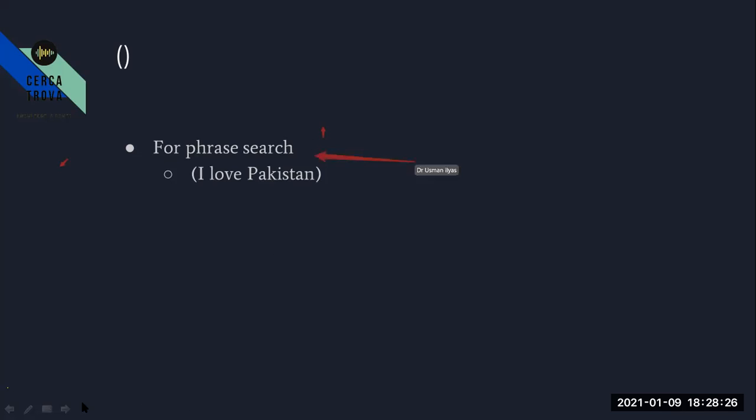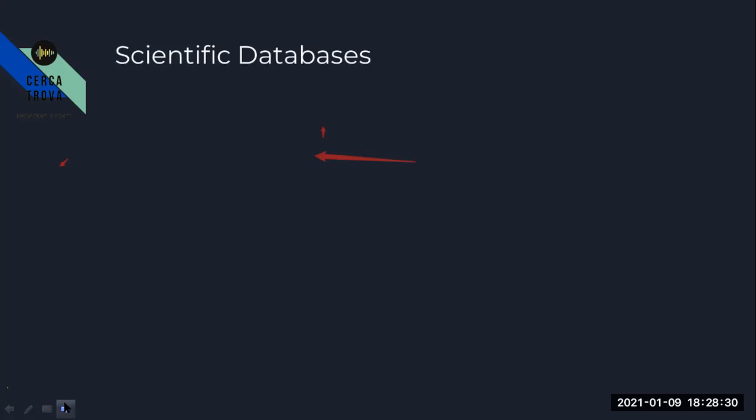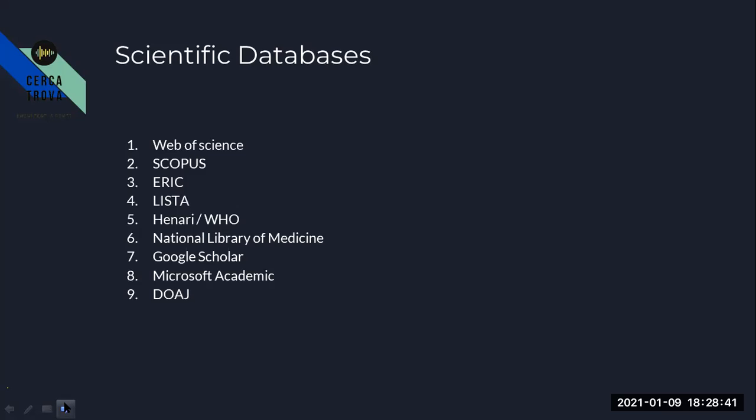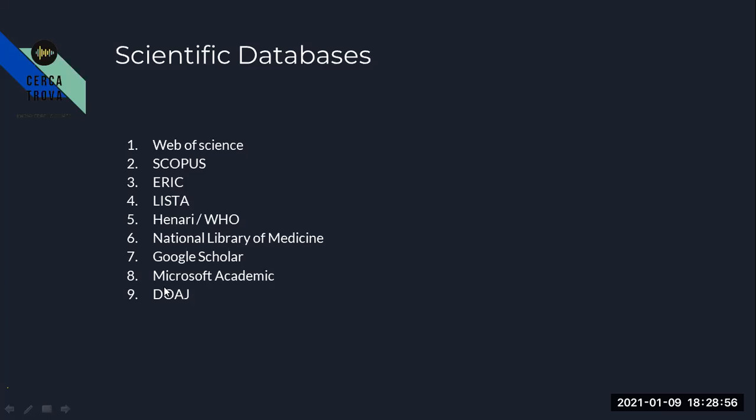Now, moving on to the next portion, there are a lot of research databases out there when you are conducting scientific research or writing a paper, but I recommend that you use Web of Science, Scopus, ARIC, Lista, the WHO database, or the National Library of Medicine, commonly known as PubMed, Google Scholar, Microsoft Academic, and the Directory of Open Access Journals. These are the databases where you can find what you are looking for.